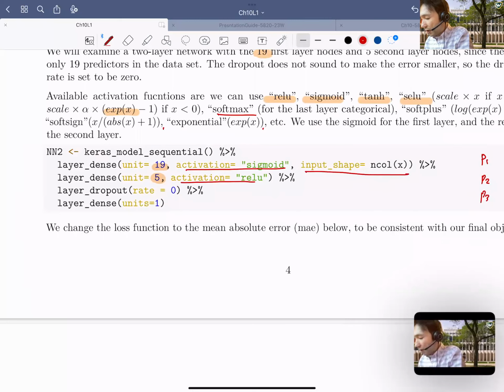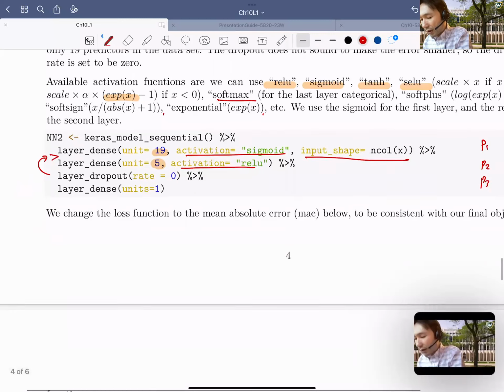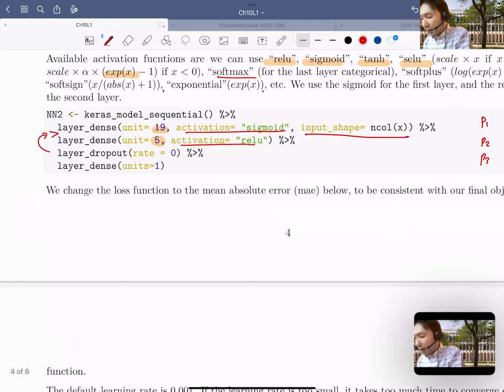Input shape has to be assigned only for the first layer. And the dropout rate, here also, we have 2 layers, so for each layer we can specify a dropout rate. But it sounds like dropout does not help much, so I set the dropout rate to 0. Probably you can just omit this line as well.